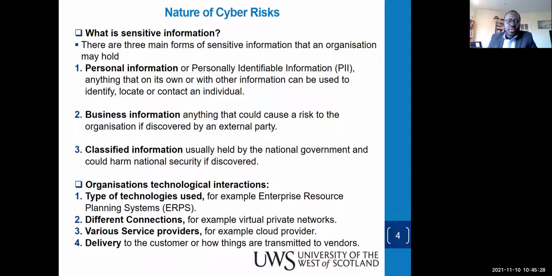We also could use various internet service providers. We use Sky, we use Virgin Media, we use BT, name them. We could also use cloud providers. They help us to store and recover any data that may be lost or harmed. And also several delivery outputs to customers and how we transmit these to vendors. So these are technologies we use.